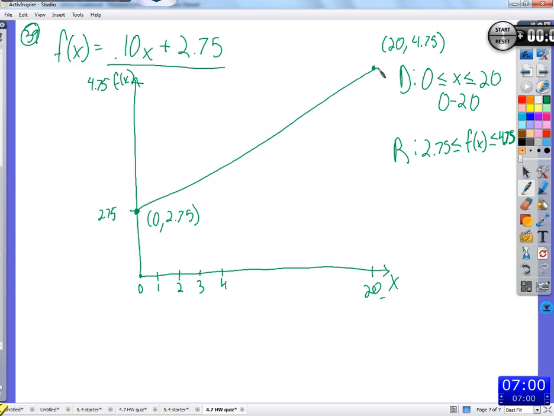Pretend like it's a line. Also, if we think about it, this looks like y equals mx plus b. We got a slope times x to the first power, plus b. And you can see our y-intercept at 2.75. And our slope is 0.1 over 1. We go up 0.1, a dime, and over 1 year. Up a dime and over a year.